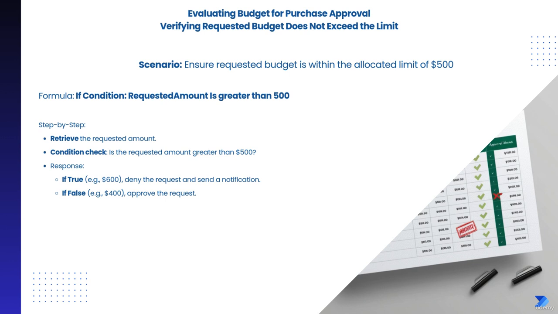Step-by-step explanation. Input data: retrieve the amount requested by the user. Condition check: the flow checks if the requested amount is greater than 500. Response: if the requested amount is $600, the condition returns true. Deny the request and send a notification to the user. If the requested amount is $400, the condition returns false. Approve the request and notify the user.